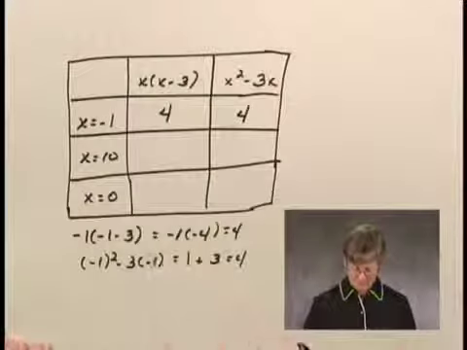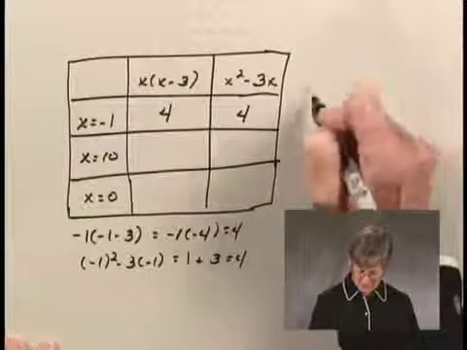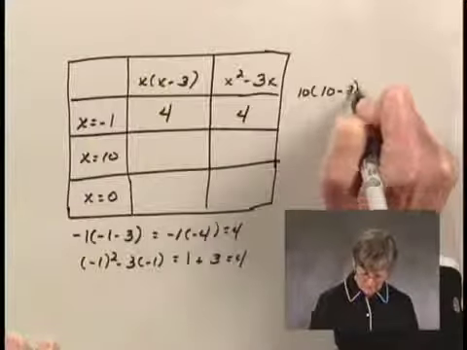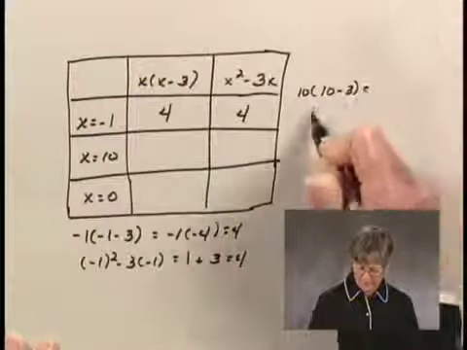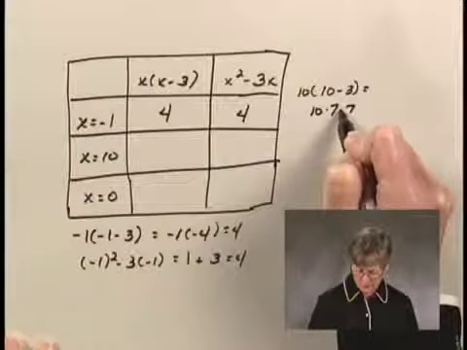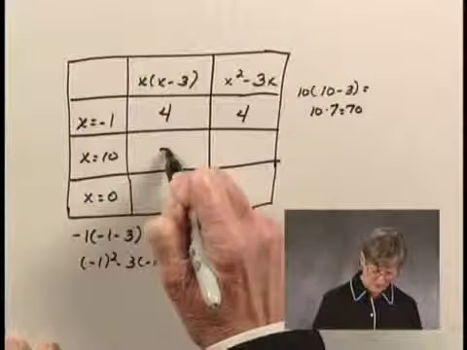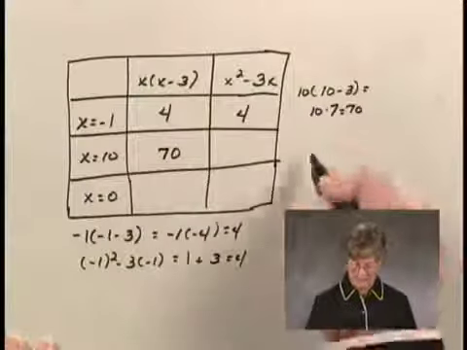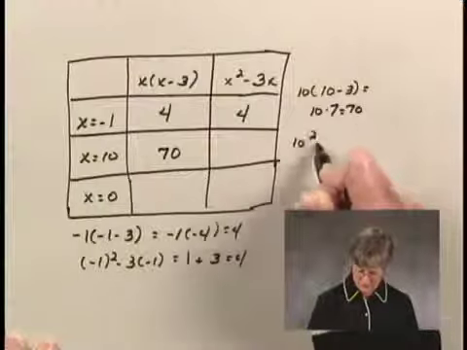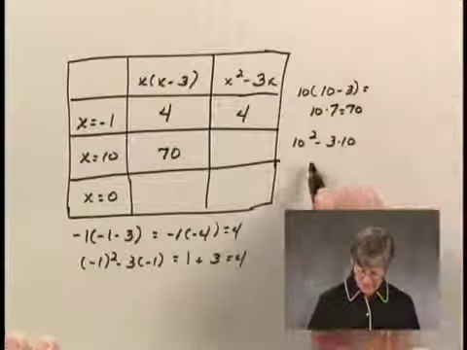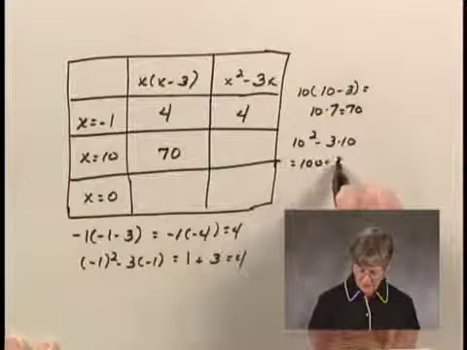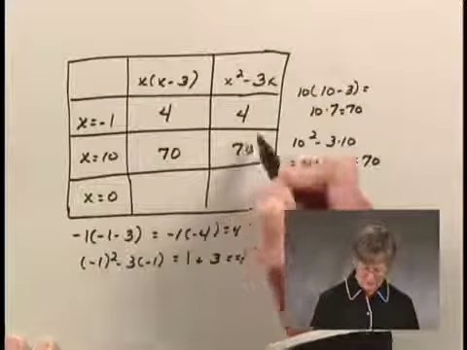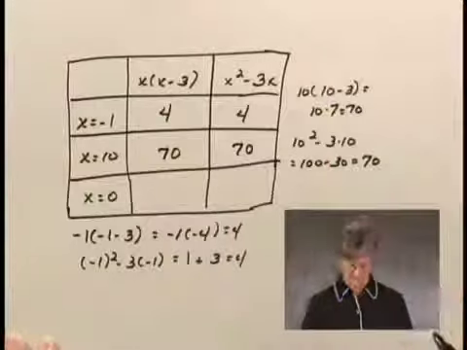Now how about when x is 10? Let's go up here. When x is 10, the first expression is 10 times 10 minus 3, which is 10 times 7, or 70. So we can write that in the table here. What about x squared minus 3x when x is 10? It's 10 squared minus 3 times 10, which is 100 minus 30, or 70. So again, the expressions are the same when x is 10.